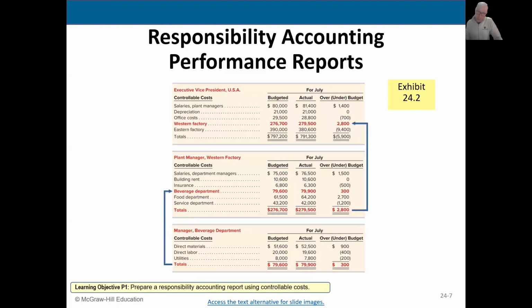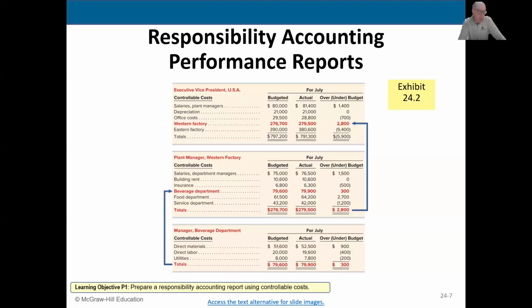That's a little concerning. It's not actually $300, it's like $300 million. So a little bit more substantial. That department manager reports to the plant manager. So for that department, you can see that their department line totals go onto the plant manager's budget. So 300 over for that department.